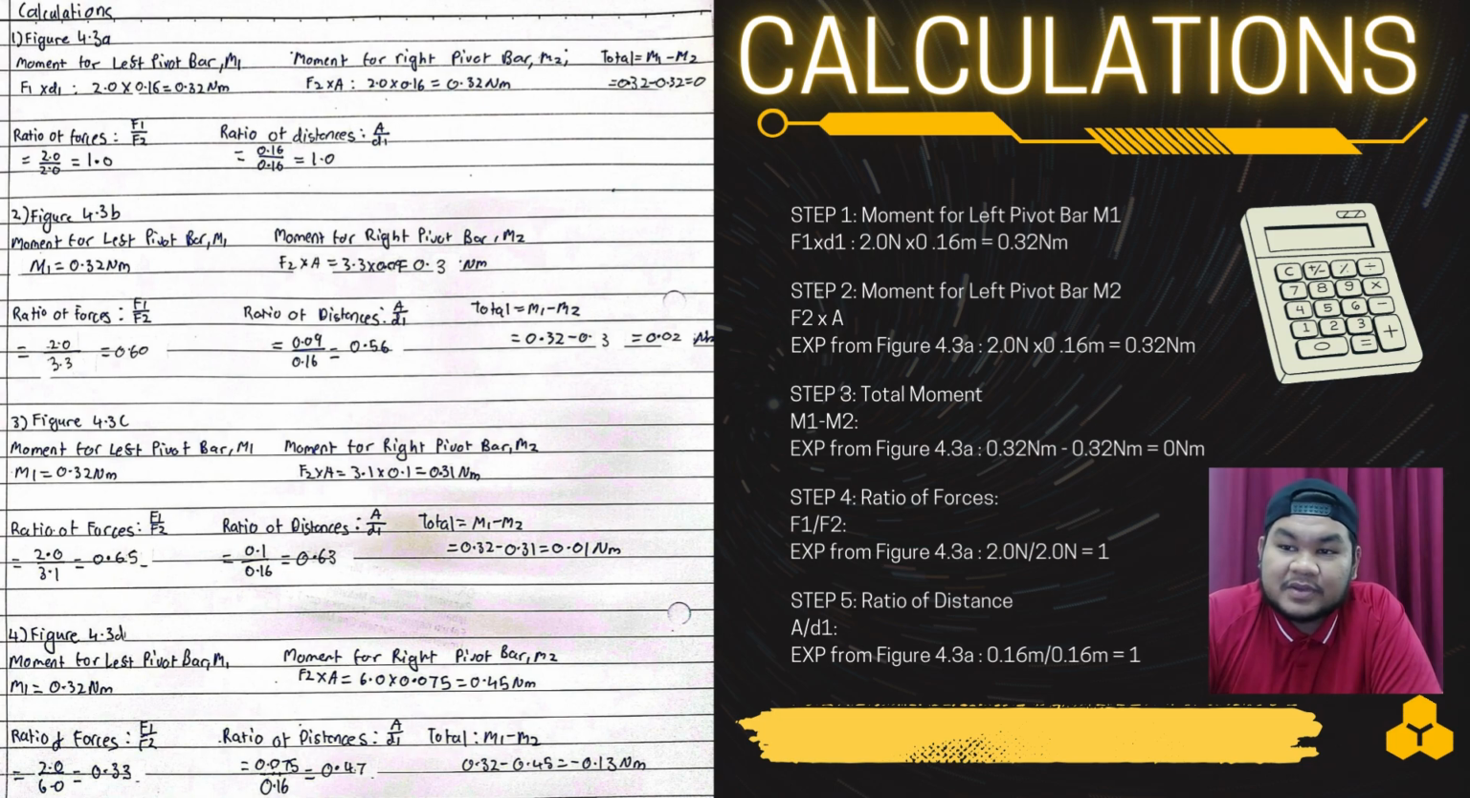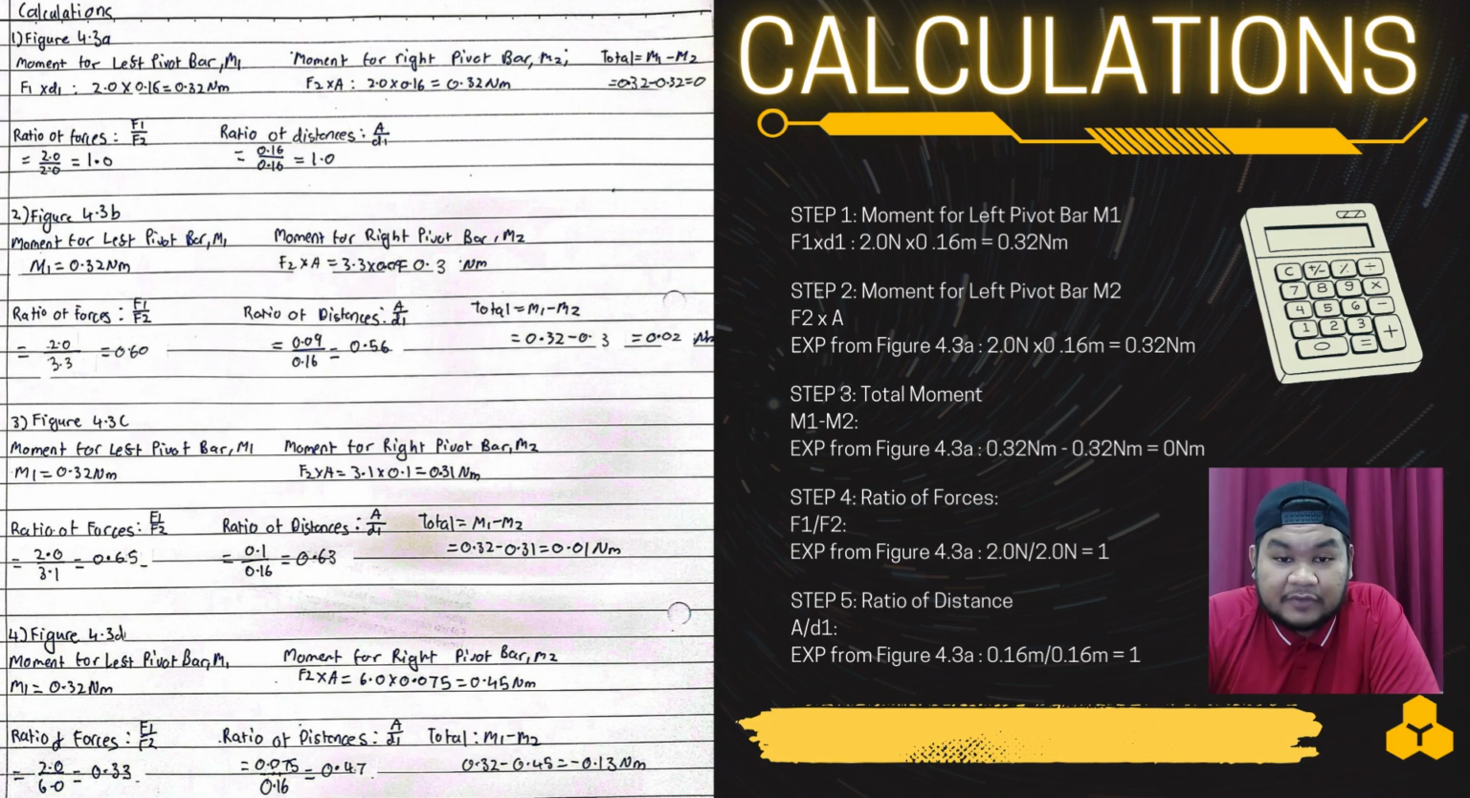So now we'll be looking at the calculation parts for the principle of moments. The first step is to identify the moment for the left pivot bar, which is noted as M1. The formula that we can use here is F1 times D1. It is fixed for figures A, B, C, and D. So it is 2 newtons times 0.16 meters. So we will get 0.32 newton meters.